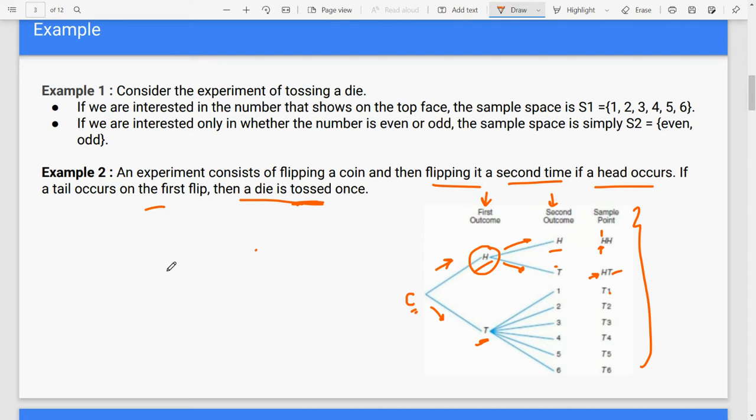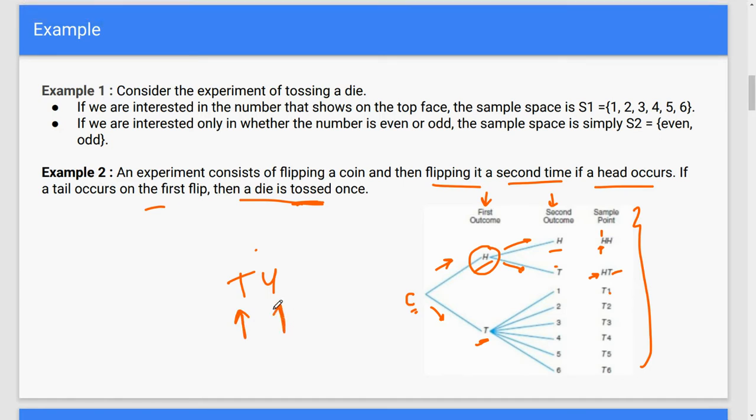So let's say at a random point, you ask the person conducting the experiment what the output is. He may tell T4. You should understand that it means the first coin resulted in a T, and the dice resulted in a 4. He may tell HT, it means the first experiment resulted in head, and the second sub experiment resulted in a tail. So these are all the possible outcomes.